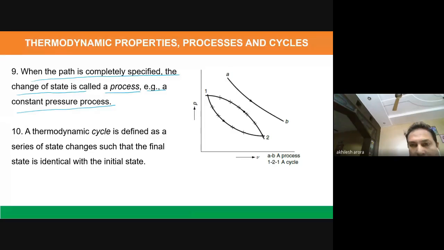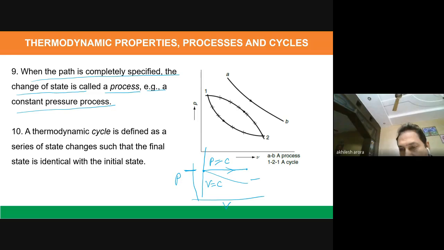Suppose I take this as the PV diagram here, and this is the initial state, and then the system is moving along this particular path. You can see the pressure is going to remain constant, so it is a constant pressure process. If I am going vertically downward or vertically upward, the volume will remain constant, so it's a constant volume process. If I want the temperature to remain constant, the process would be something like this. So this is temperature equal to constant, also known as the isothermal process. Constant pressure process is known as the isobaric process. Constant volume process is known as the isochoric process.